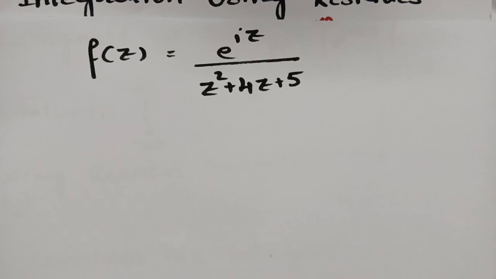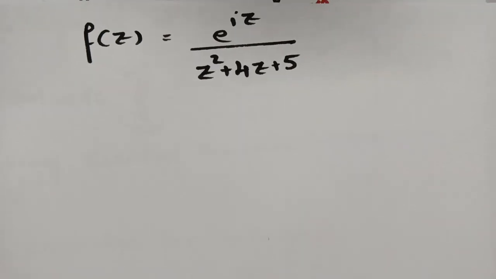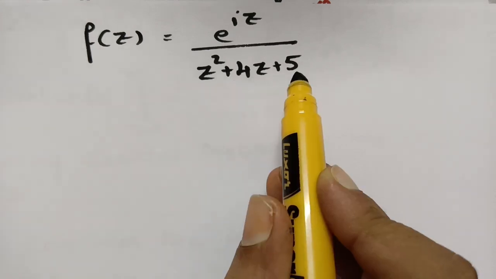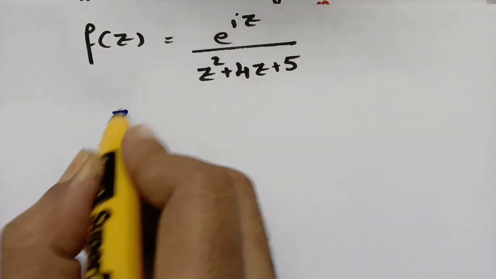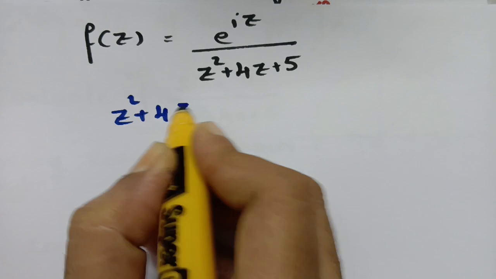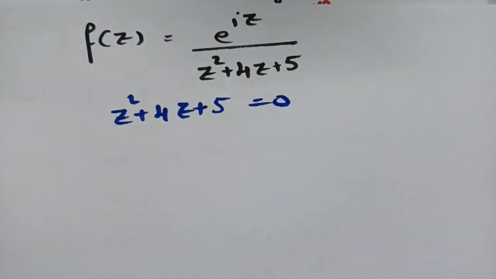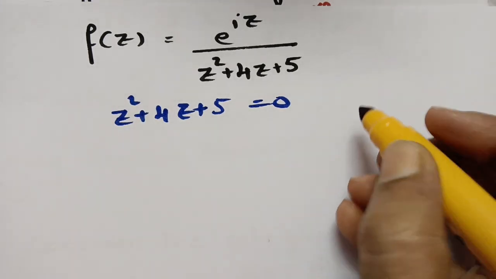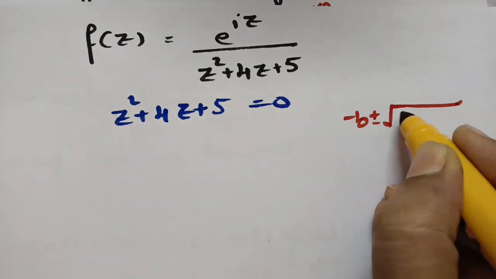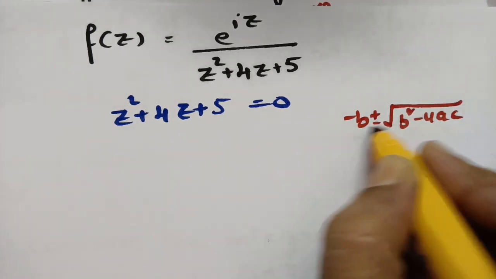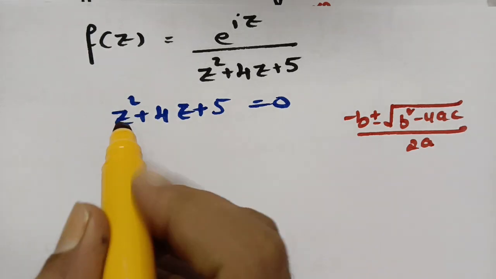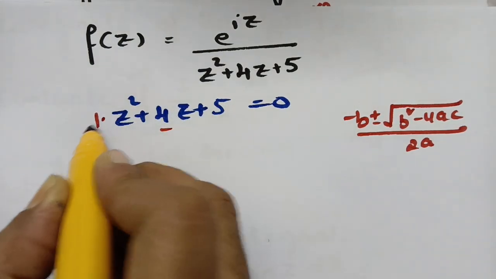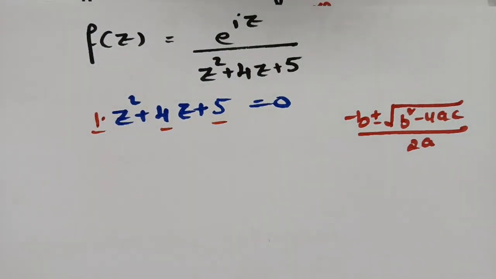Now which theorem do we have to use? The residue theorem. For finding the residues, we need the poles. As usual, for finding the poles, we equate the denominator to 0, that is z squared plus 4z plus 5 equals 0. To find the roots, I have the formula minus b plus or minus root of b squared minus 4ac, all by 2a. Here a is 1, b is 4 and c is 5.